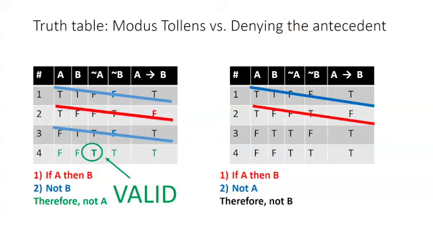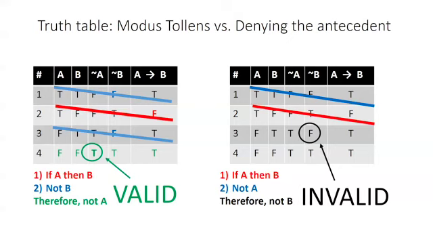Now our conclusion tells us not B, but we have again two remaining scenarios that are logically possible given the premises. That is number 3 and number 4. But in number 3, not B is false, whereas our conclusion is that not B is true. So our premises have left us with the logical possibility that the conclusion of this argument is false, and therefore the argument is not valid.